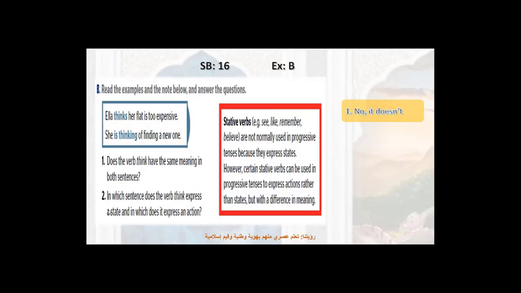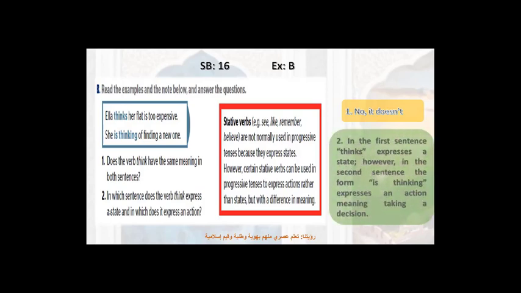The second question, in which sentence does the verb think express a state and in which does it express an action? The answer is, in the first sentence, thinks expresses a state. However, in the second sentence, the form is thinking expresses an action, meaning taking a decision. I think it is clear for you.